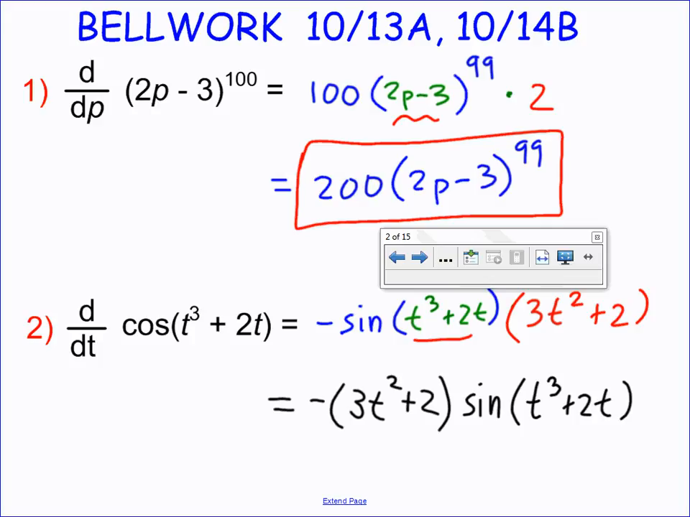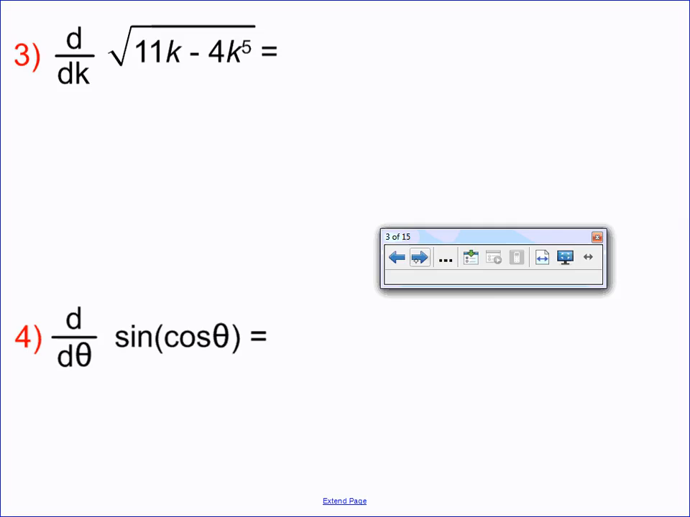Awesome. Raise your hand if you had number 2 correct. So did you get the trig overall? The trig overall? Way to go, you guys. And you could group that, you could rewrite that different ways, but that's fine for us right now. Let's go ahead and take a look at number 3.